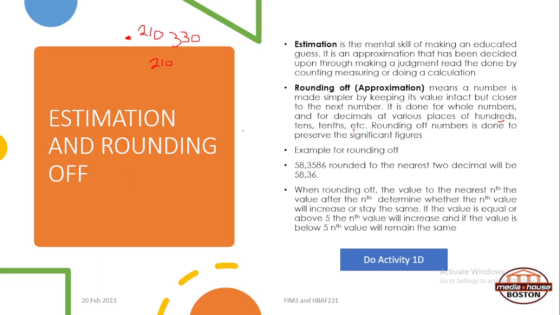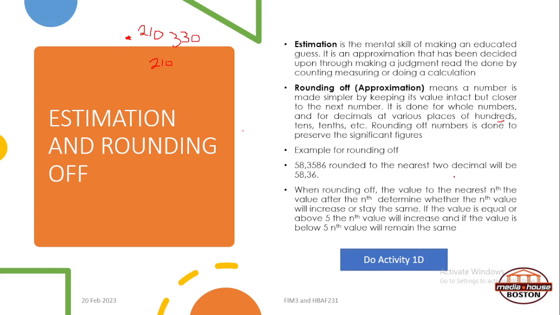So rounding off can only be done when there is information, and it says that rounding off numbers is done to preserve the significant figure. So this amount is 210,330. So meaning that if we're to round off, we'll just say this is 210,000. So meaning that the amount still keeps its significance, meaning that it is still under its thousand, so it doesn't lose its meaning.